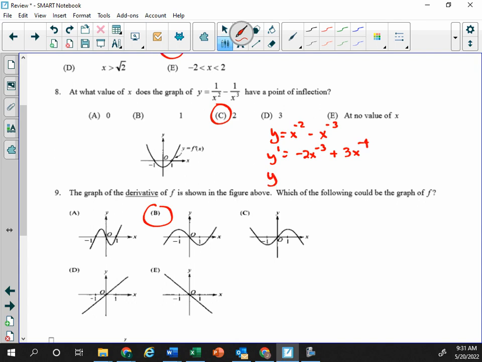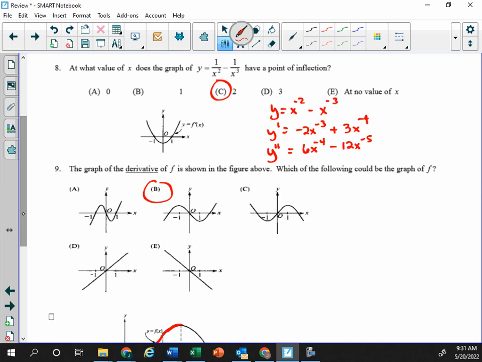Okay, and then we need the second derivative. So that would be 6x to the negative 4th minus 12x to the negative 5th. If I rewrote this, that would be 6 over x to the 4th minus 12 over x to the 5th. And if I combine those, I'd have 6x minus 12 all over x to the 5th. Are you okay with that?